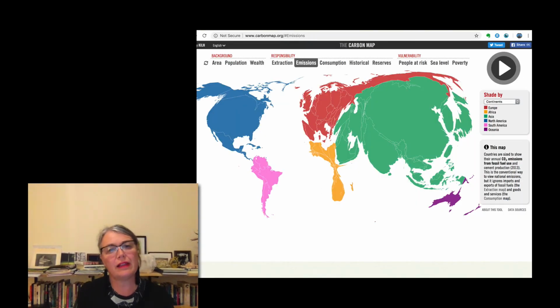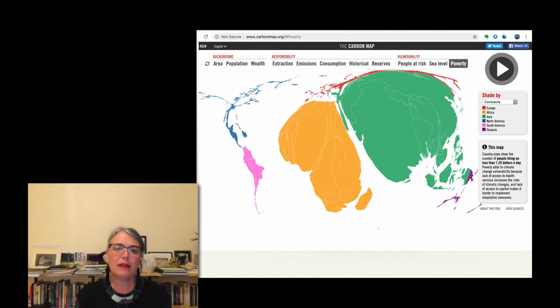Works of design like this, which is one of my favorites, the Carbon Map, and you can see the website there, carbonmap.org, where you can change the size and shape of the planet according to certain sets of criteria. So this has shifted the size of the planet according to emissions. The countries are sized according to their CO2 emissions. In this map, the planet has been resized and the countries are shown relative to the number of people living on less than $1.25 a day.